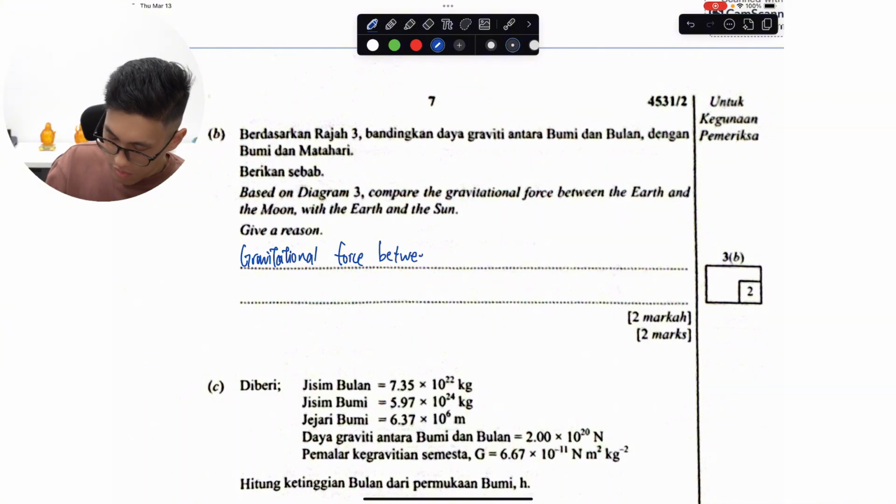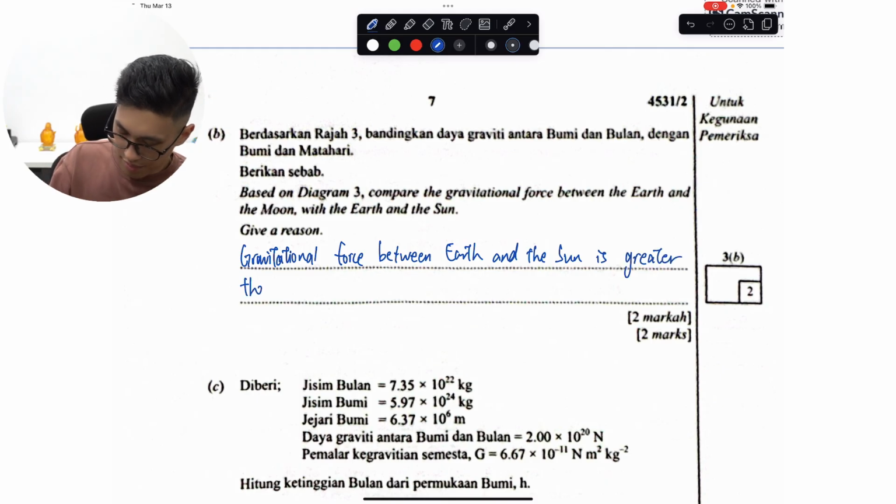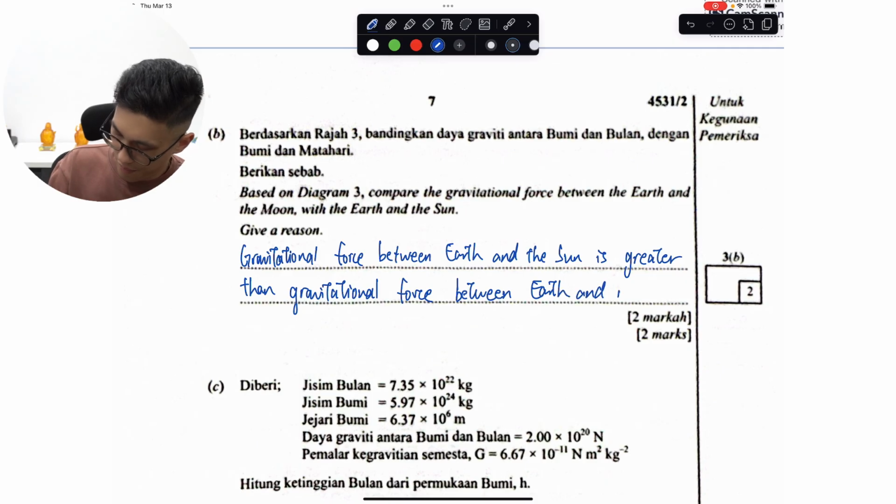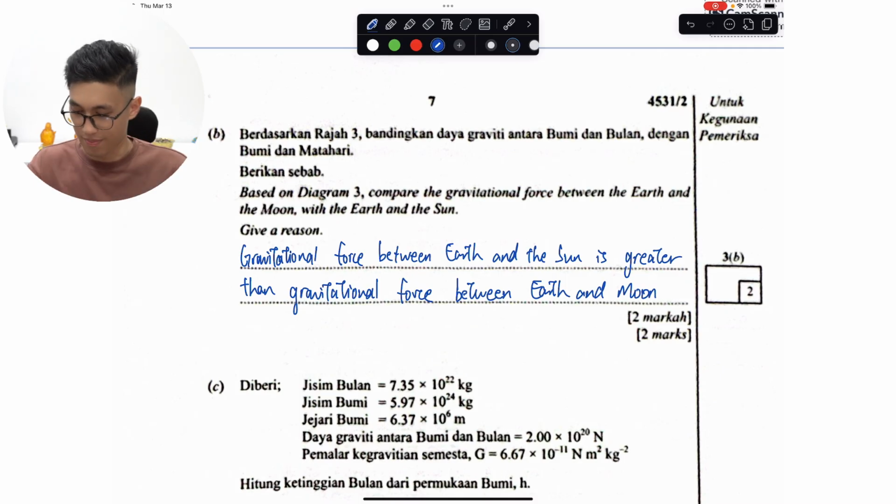Okay, so we can say gravitational force between Earth and the Sun is greater than gravitational force between Earth and Moon. Okay? Quite obvious, right?